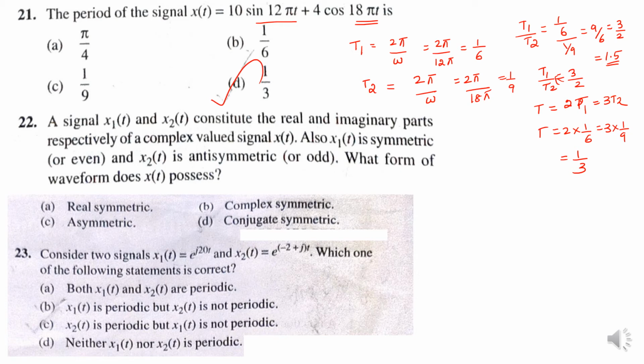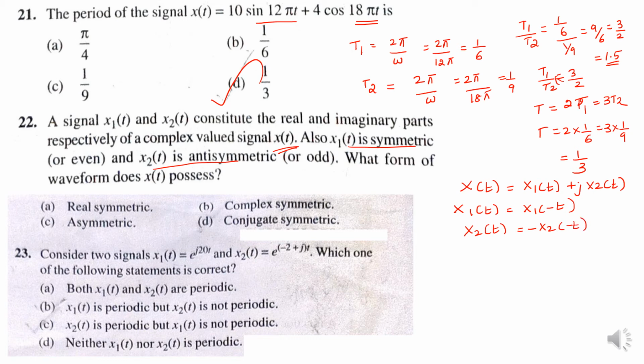Then the signal x1 of t and x2 of t constitute the real and imaginary parts respectively of the complex valued signal x of t. So x of t is what? x1 of t plus the imaginary value x2 of t. x1 of t is symmetric and x2 of t is anti-symmetric. So symmetric means x1 of t equal to x1 of minus t. And x2 of t is anti-symmetric means minus x2 of minus t. Okay, minus x2 of t.